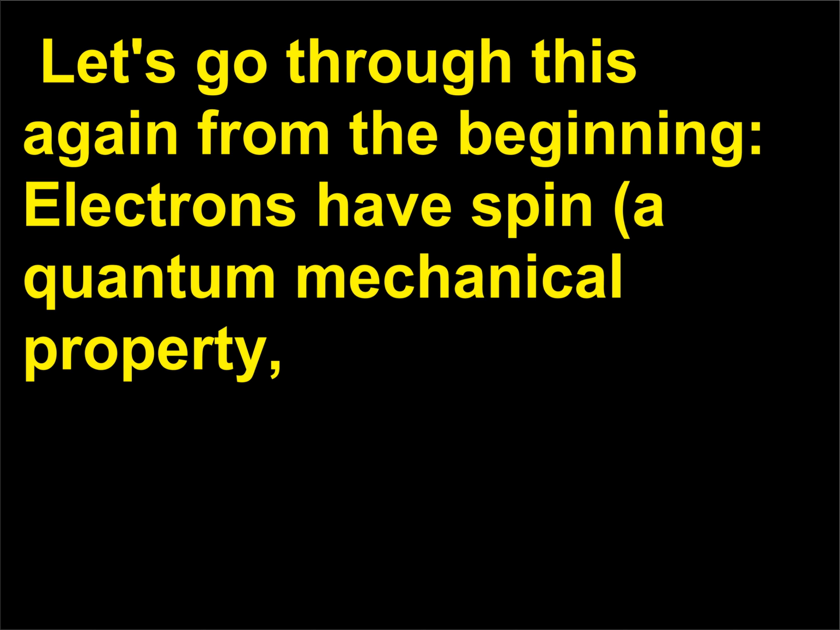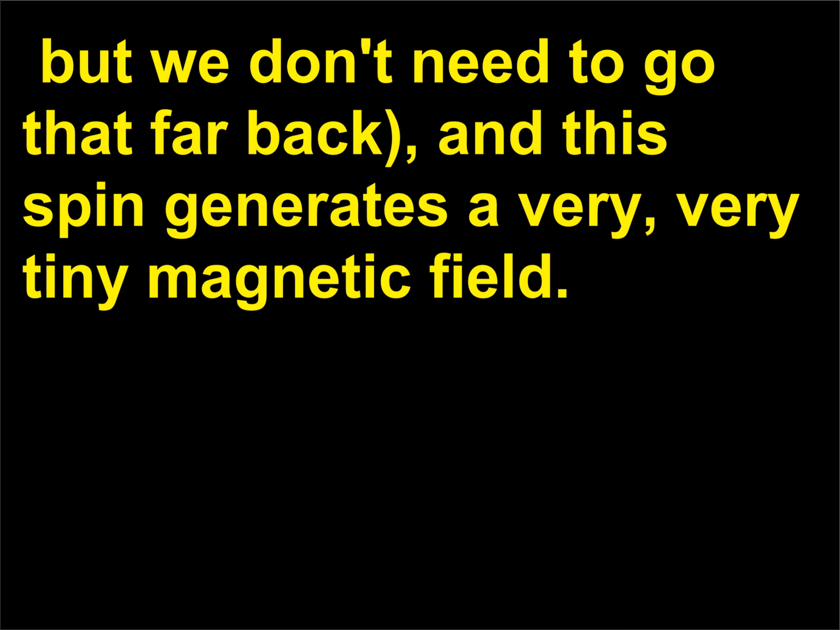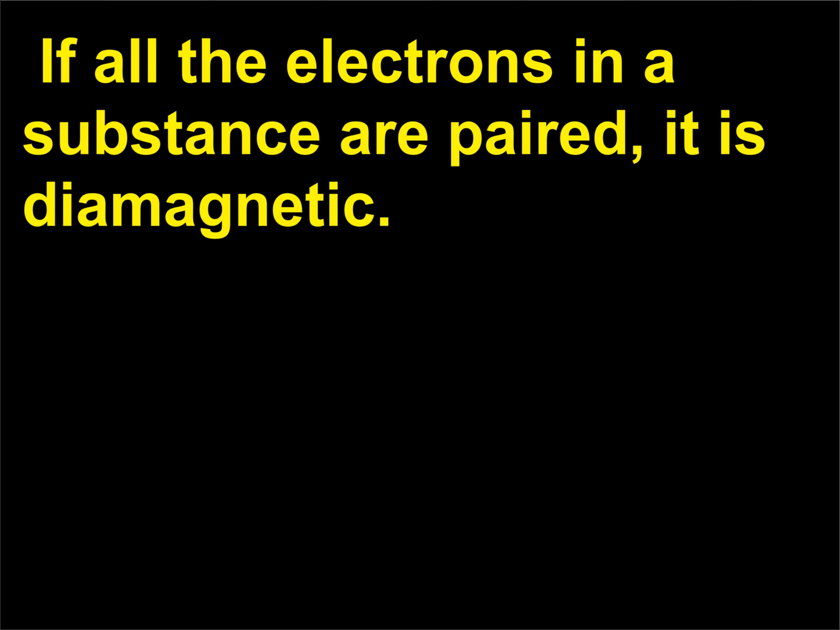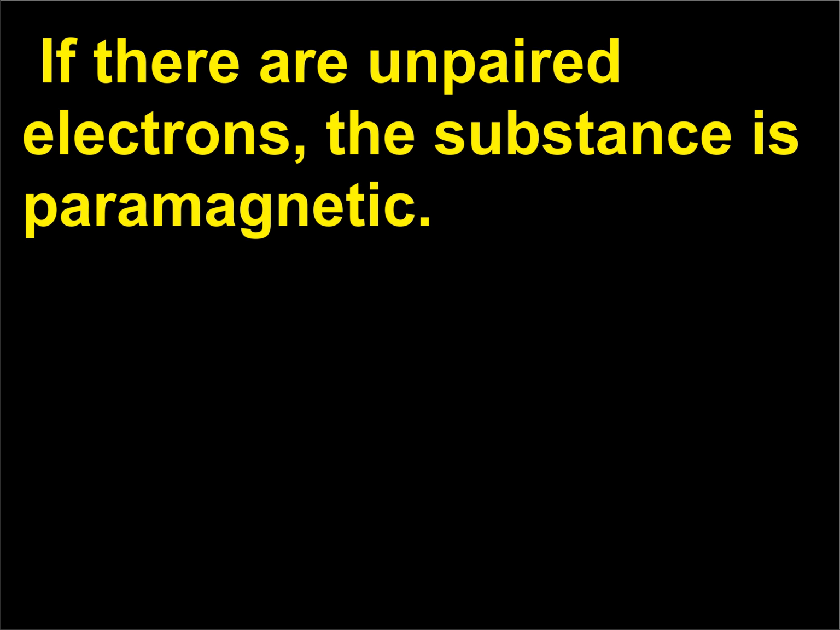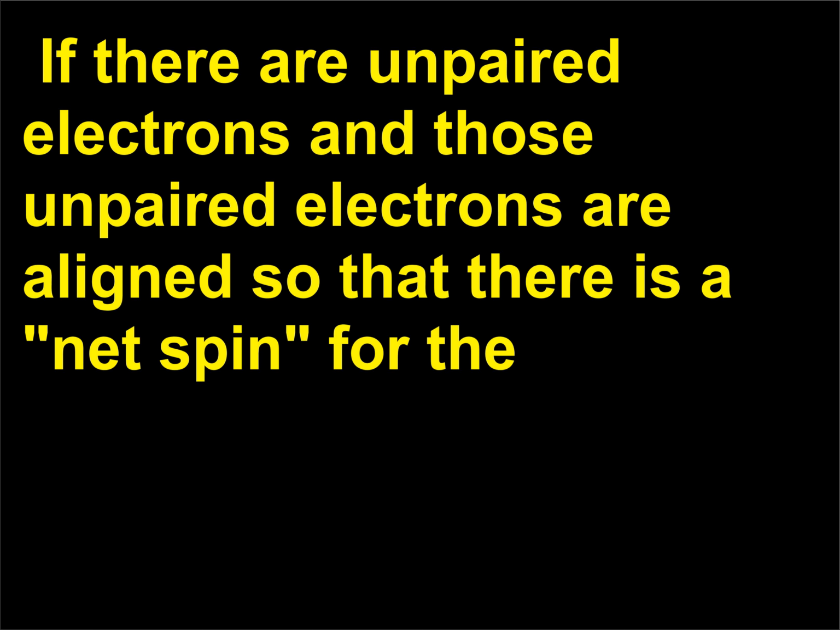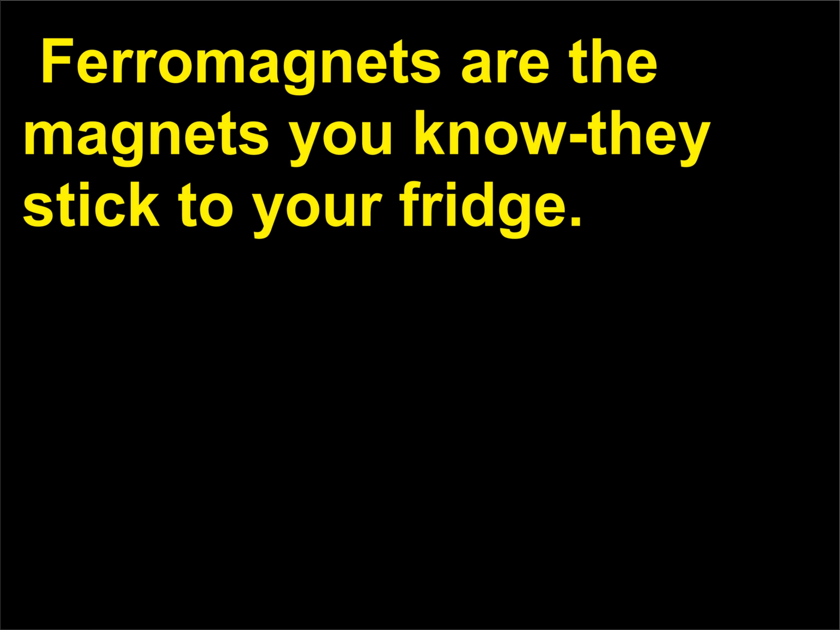Let's go through this again from the beginning. Electrons have spin, a quantum mechanical property. But we don't need to go that far back, and this spin generates a very, very tiny magnetic field. If all the electrons in a substance are paired, it is diamagnetic. If there are unpaired electrons, the substance is paramagnetic. If there are unpaired electrons and those unpaired electrons are aligned so that there is a net spin for the macroscopic substance, it is ferromagnetic. Ferromagnets are the magnets you know, they stick to your fridge.